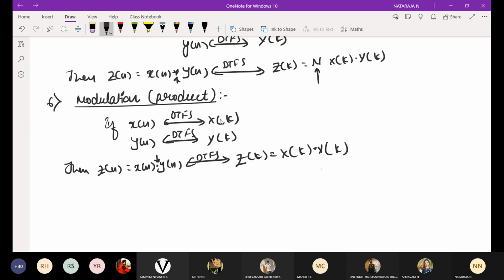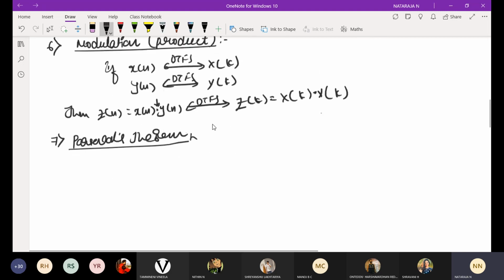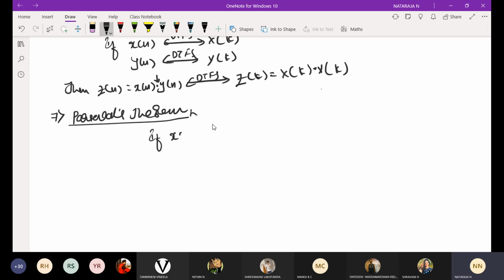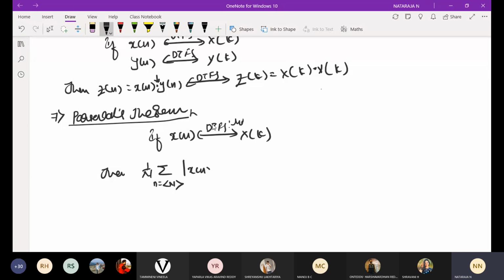Next, Parseval's theorem. If x of n is DTFS of, for every signal over an omega naught, angular frequency, x of k, then 1 by N summation n over a period of N magnitude of x of n whole square is equal to summation k over N magnitude of x of k whole square. This is capital X of k. Wherever you are going to get k, you have to write the capital letter. Why? Because this is a representation of a frequency domain signal.